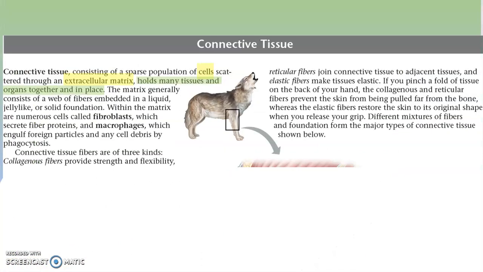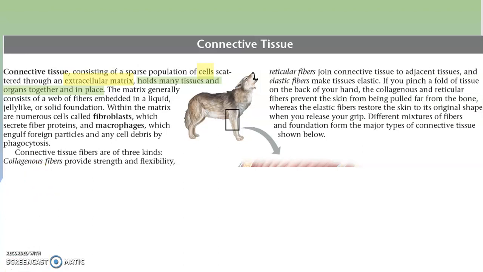Go back to our wolf. In this area, connective tissue acts to hold and connect many tissues and organs and bones and ligaments in place. So if you look at the leg of this wolf, he's got muscles in his leg, he's got bones in his leg, and he's got skin, which is the largest organ in an animal body.